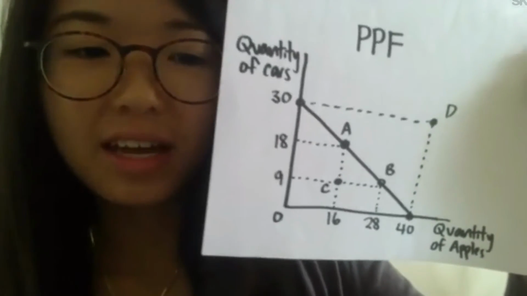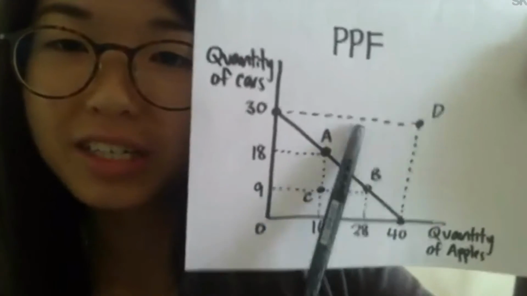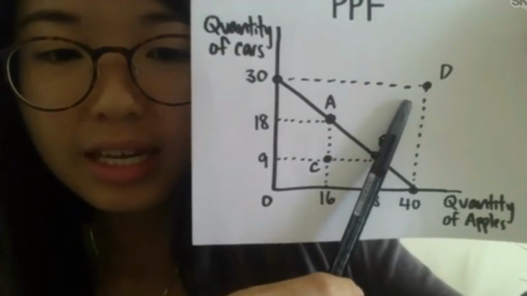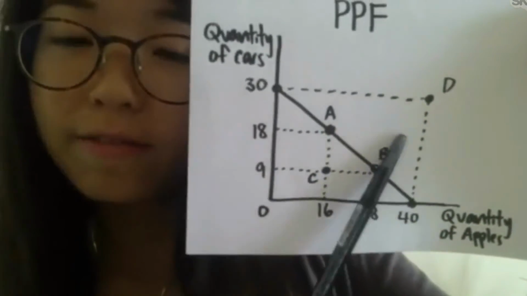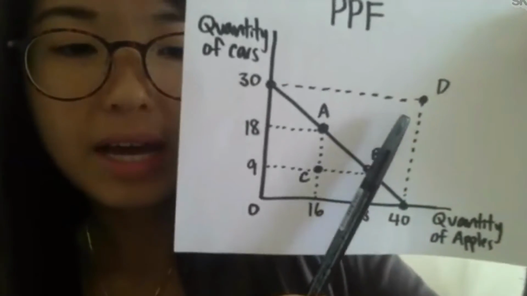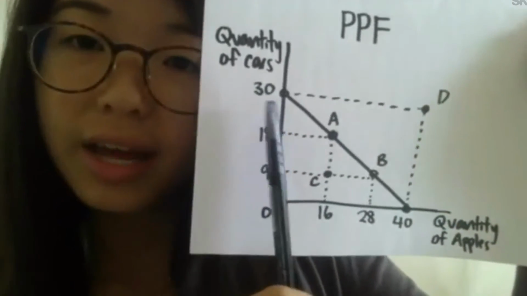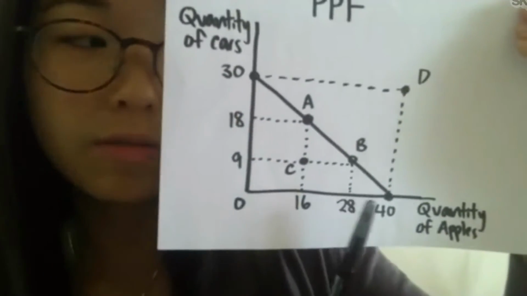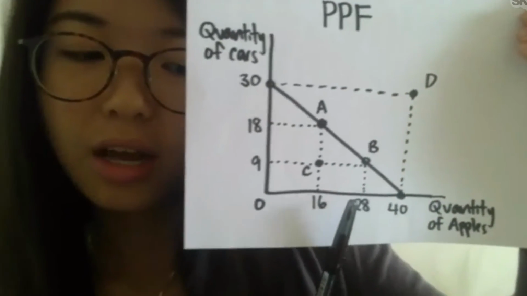And finally, we can examine points outside the curve, such as the one at point D. These points are not feasible points of production because the US can produce 30 cars and no apples, or it can produce 40 apples and no cars, but it can't produce both. So understanding the production possibility frontier, even in its simplified state of only two goods, can help us better understand more complex topics of economics, including comparative advantage and gains from trade.